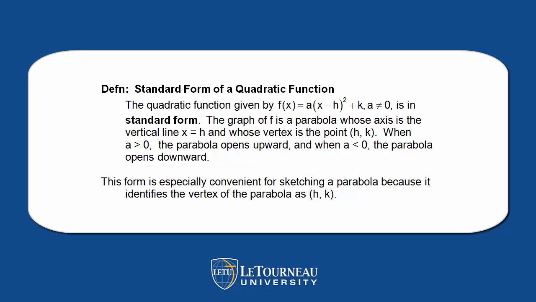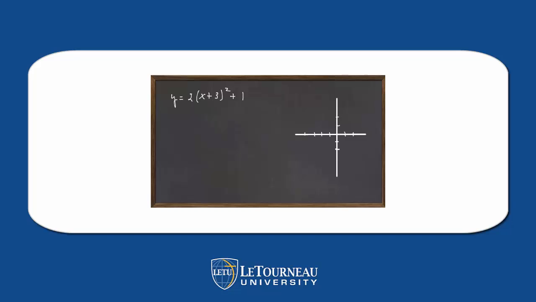Now, the standard form then is f of x equals a times (x minus h) squared plus k. A cannot equal 0. The graph is a parabola whose axis is the vertical line x equals h and whose vertex is the point (h, k). You can notice there it's going to open up or down depending on what a is.